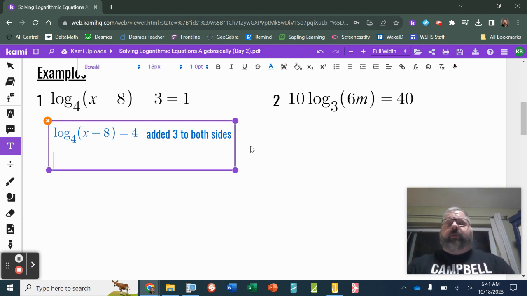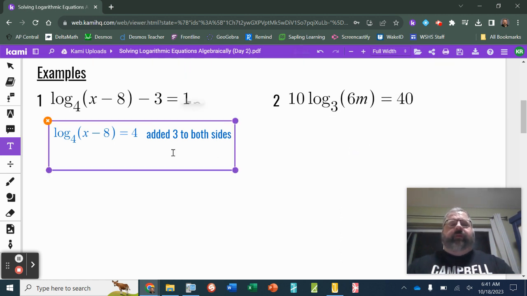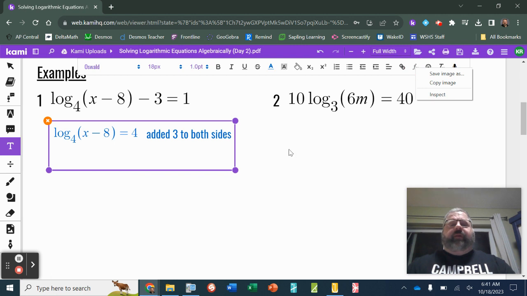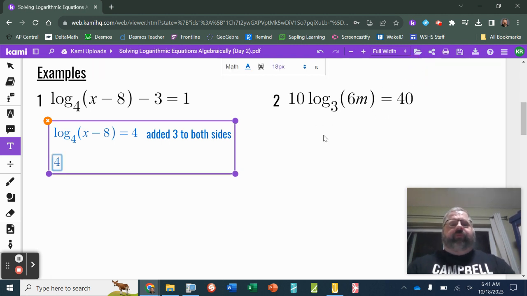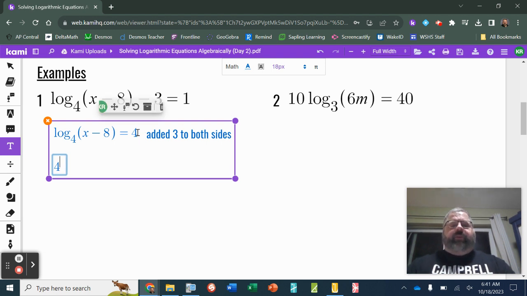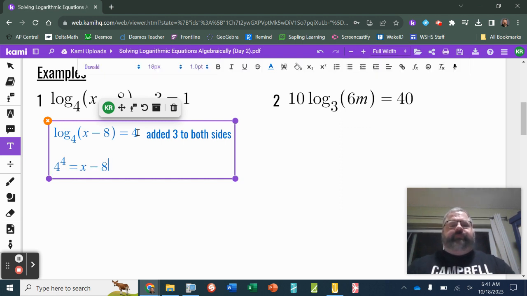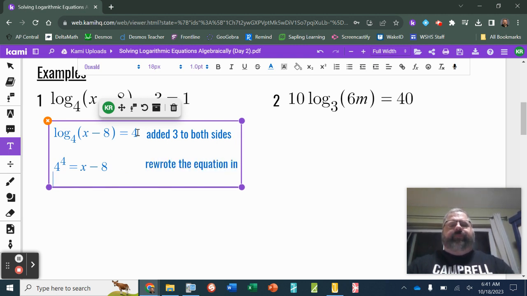exponential equation. I'm going to just change forms. So in doing that, I'm going to have a base of 4. The exponent is what the logarithm was equal to, so it's 4 to the 4th power is equal to x minus 8. So here we rewrote the equation in exponential form.